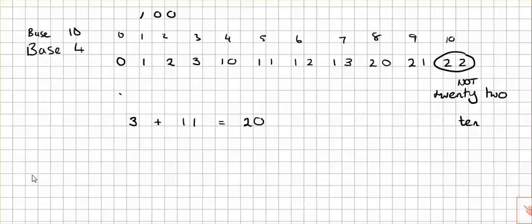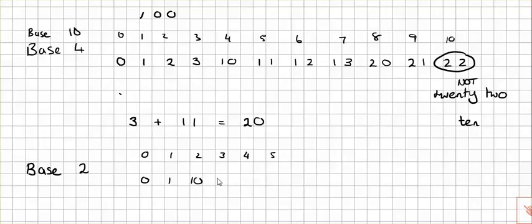Here's one then. I'm going to ask you to write down the first 5 numbers in base 2. So if I ask you for the first 5 numbers, if I was going to do base 10, it's 0, 1, 2, 3, 4, 5. But we're not in base 10, we're in base 2. So it's 0, 1, 10, 11, 100.